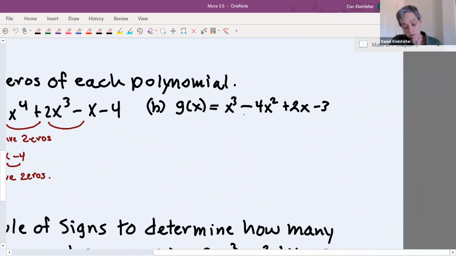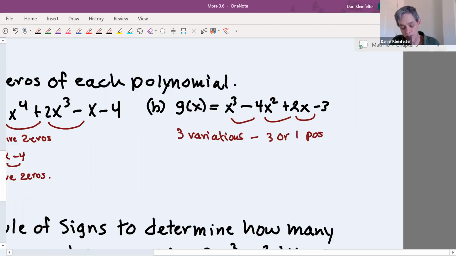So for this g of x, it's first positive to negative, then negative back to positive, then positive back to negative. So this has 3 variations in sign. That means you will have 3 or 1 positive zeros. You get at least 1, but you could have 3. You won't have 2 though. It'll be either 1 or 3 positive zeros.